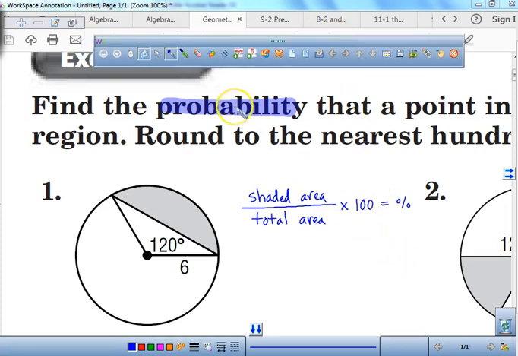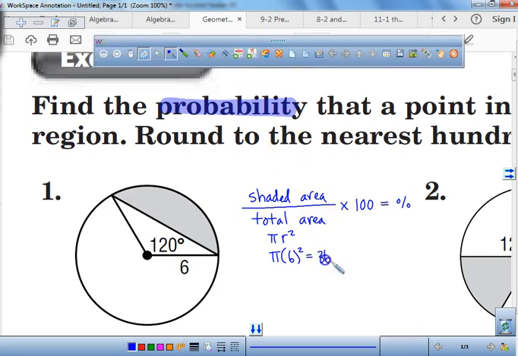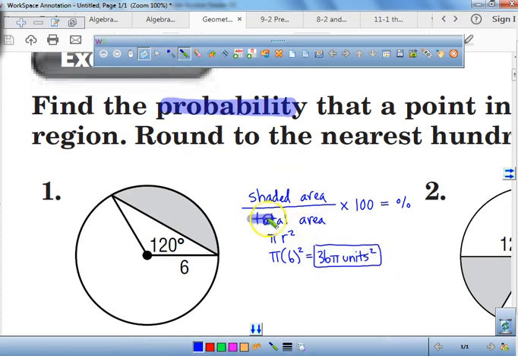Right now we're trying to find the probability of hitting inside of the circle, just the shaded area. So we're going to find the shaded area, divide it by the total area, then multiply it by 100%. The easiest thing to find is the total area, which is the area of a circle, pi r squared. If you look carefully, our radius is 6. So our area is 36 pi units squared. That right there is the total area.